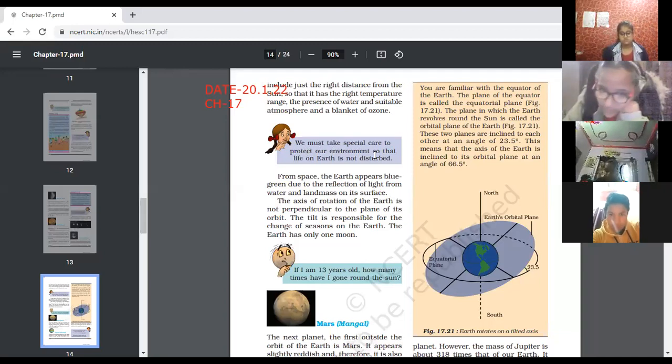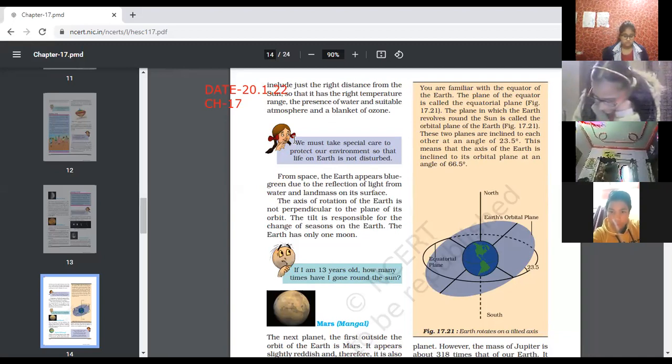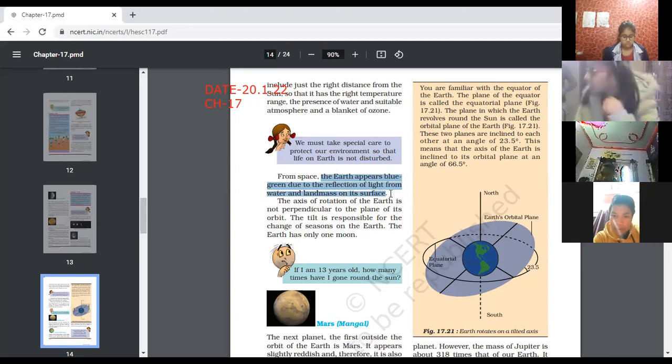We must take special care to protect our environment so that life on Earth is not disturbed. From space, the Earth appears blue-green due to the reflection of light from water and land mass on its surface.